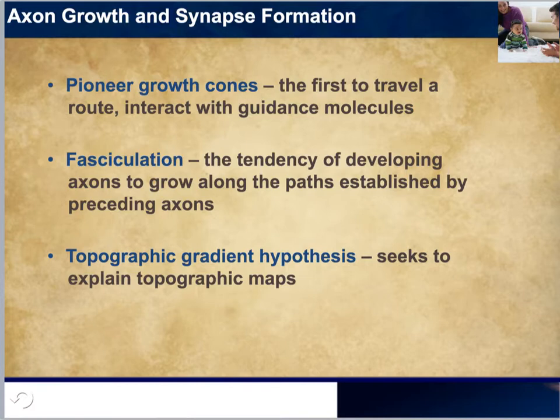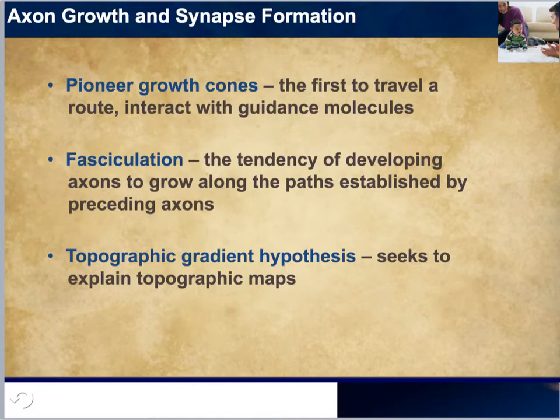We also know that there is fasciculation, and that is an arrangement in bundles, the tendency of developing axons to grow along the paths that have already been established by the pioneer growth cones. So once this occurs, then there's a higher possibility that other axons will grow in bundles, and this would allow for a proliferation of cells within there that gives way to the complexity of our brain and the many different connections.